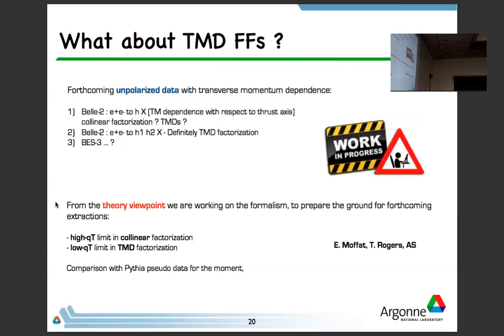From the theory point of view, we are working on the formalism, especially 4.2, to prepare the ground for coming data. And together with Ted and his student, Eric Moffat, we are working on the QCD limiting collinear factorization, to see if we can describe the QCD limit at fixed order for this cross section. We are also comparing to PTR pseudo data, and Ansel knows a lot about it. I'll keep you posted in the next month. But okay, at low QT, we see that we are able more or less to qualitatively reproduce the Monte Carlo data.